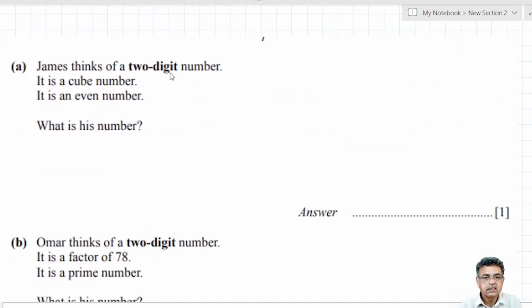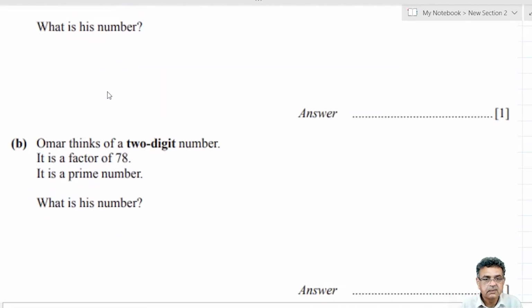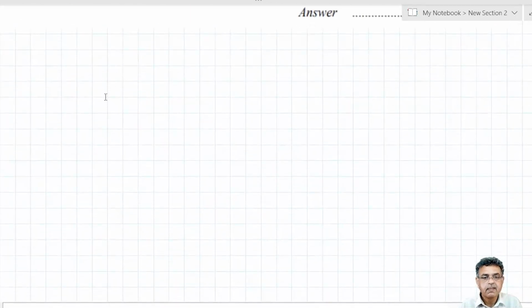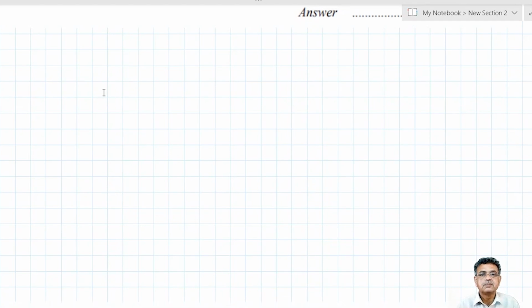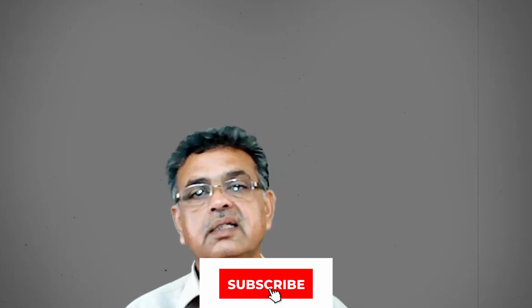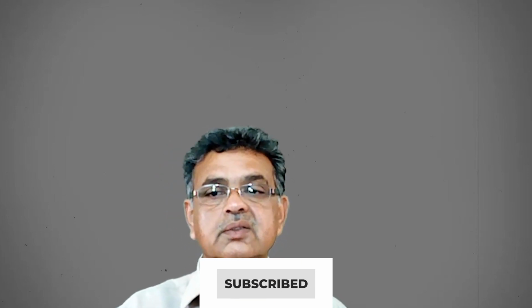Okay. James thinks of a two-digit number. I think this question is repeated. So that's it. These are the questions related to numbers from past papers. Just look at them and try to learn not questions but techniques. So this is the way. If you do such questions confidently, depending on your skills, I don't think that you can make any mistake. So wish you all the best. Allah Hafiz.